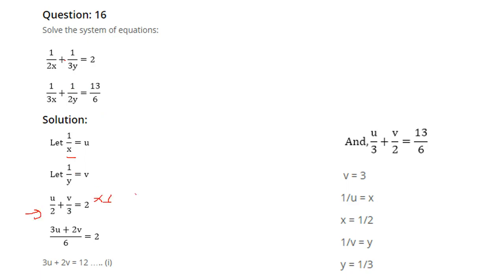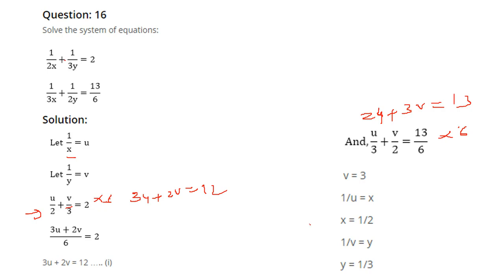You get 3u, 2 3s are 6, plus 3 2s are 6, so 2v equal to 6 2s are 12. This is one equation. Then this also you can multiply it by, say, 6. So you get 3 2u plus 2 3s are 6, 3v equal to 6 6 cancel 13. So these are your two equations.